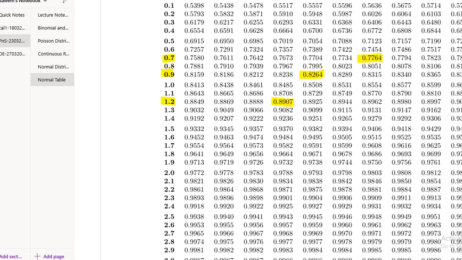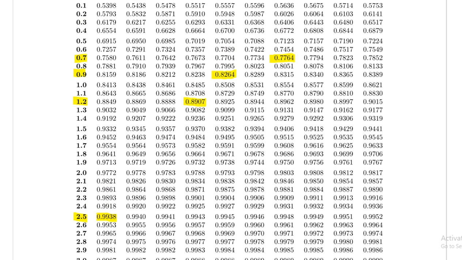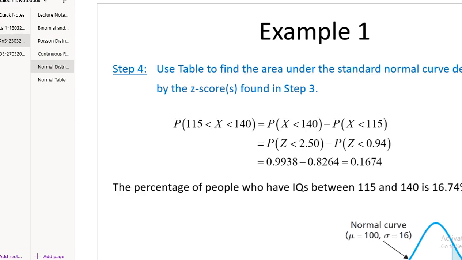And second was 2.5. So it means 2.50. 0 is the first column. So 0.9938 and 0.8264. These are the two values. So we will subtract 0.8264 from 0.9938. That will give me the required probability, or required area, or required percentage, whatever you want to call it.